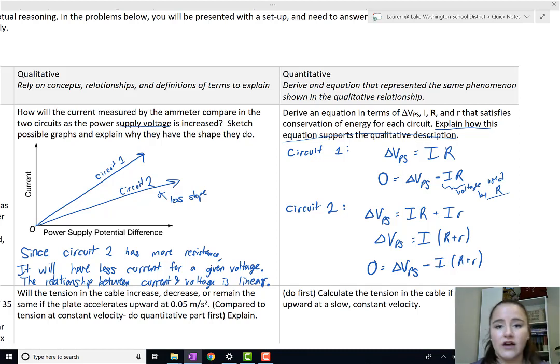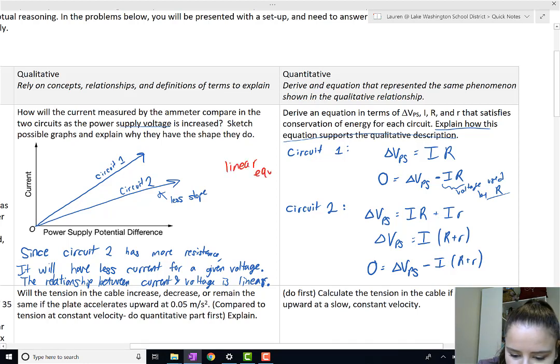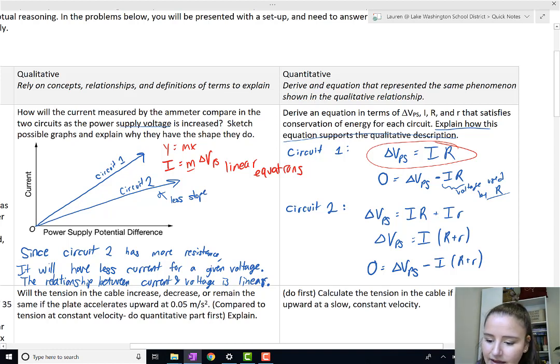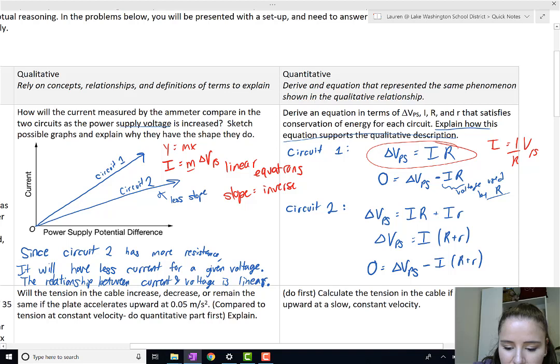Okay, first off, these are both linear equations. Now, if we write this in terms of this graph, y equals mx, there's no intercept, there should be no voltage, no current, so we don't need the plus b. Y is our current, m is our slope, I don't know what that is yet, times the voltage of the power supply. If we reorganize this equation to get it in that form, we end up with I equals 1 over R times V_PS. So the slope is the inverse of the resistance.